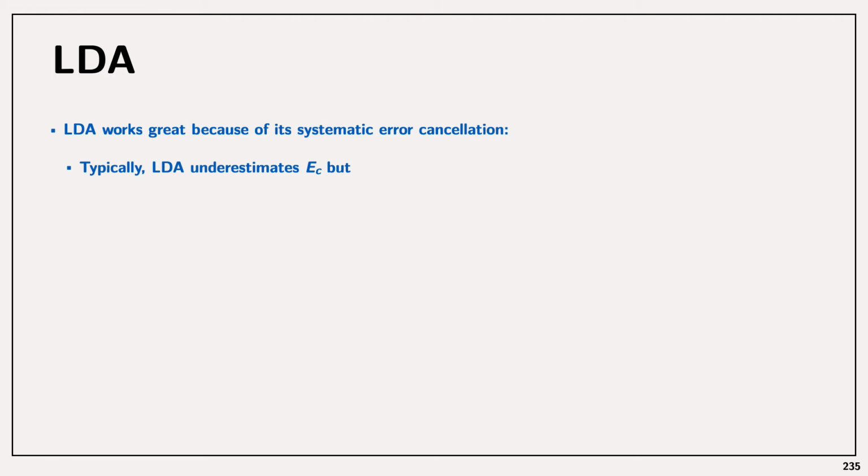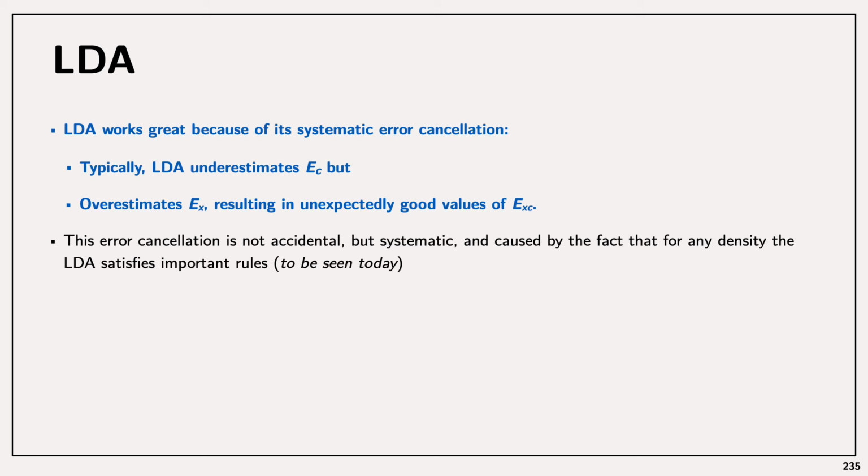Okay, so as I said, why is LDA so good? I mean, it's kind of surprising that LDA would be so good. And it works great because of a systematic error cancellation. As I said, LDA underestimates the correlation, but it overestimates the exchange. As a result, the sum of the two turns out to be pretty good. I would say, and I've said this before and I'll say it again, this cancellation of error is not accidental. It is actually systematic. It's one of those cases where we are lucky, but it's actually not luck. It turns out that there is a fundamental reason why it's actually not bad. And then we are going to explore this before the end of this screencast today.